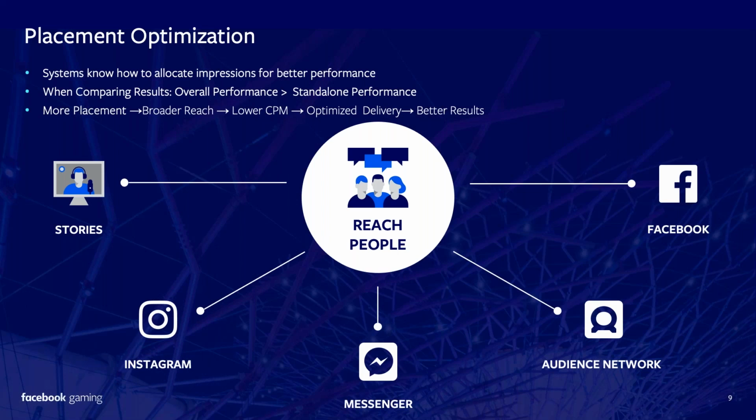The second thing, which is more measurement oriented, is when comparing results, you should look at overall performance over standalone performance. That means that when opting in to more placements, you will need to analyze your results through the ad set or campaign level rather than standalone placement, because each placement will impact other placements in the same campaign. So when trying to analyze a campaign that has a few placements versus a campaign that has, for example, one placement, don't go to the placement level, go to the ad set level, the overall level.